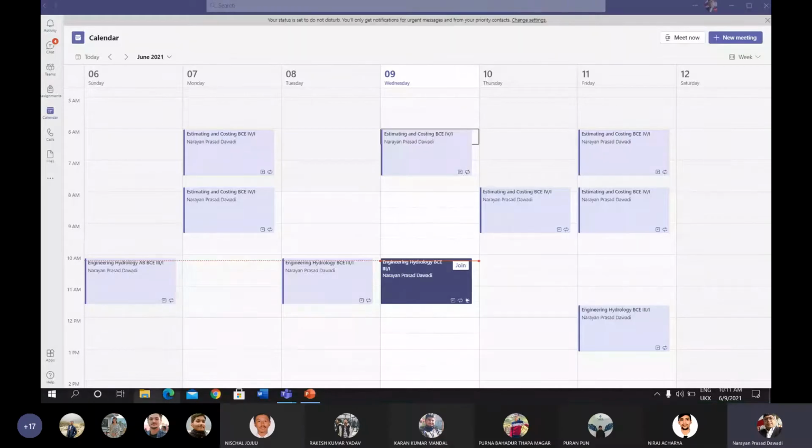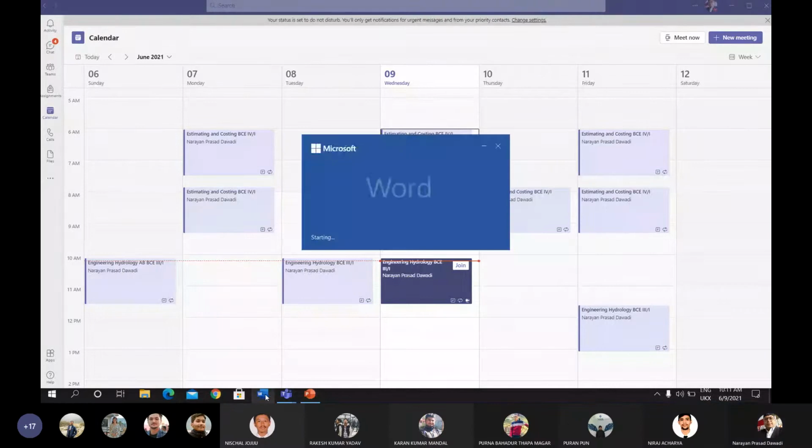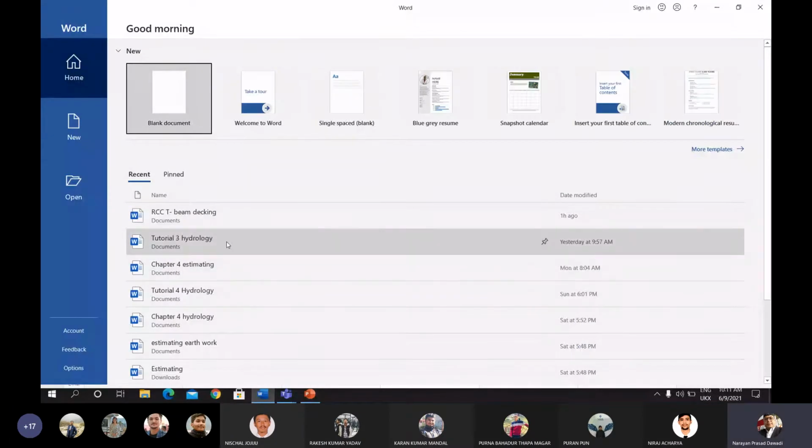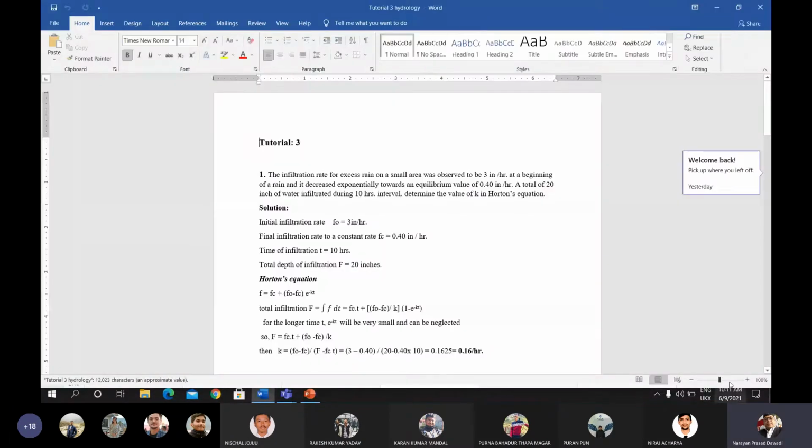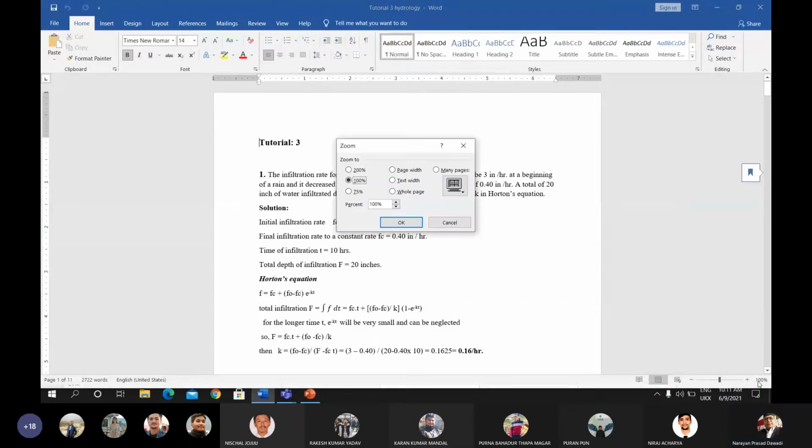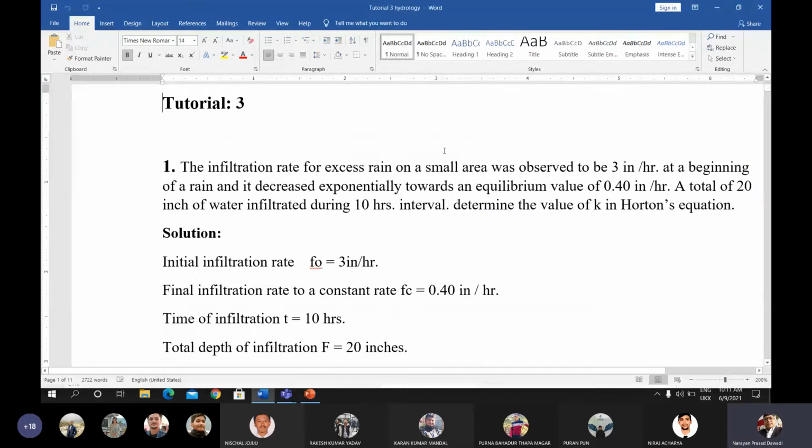Now I am going to show you the tutorial of hydrology. This is hydrology tutorial number 3. Look at the question. The question is related to Horton's equation. We have Horton's equation.